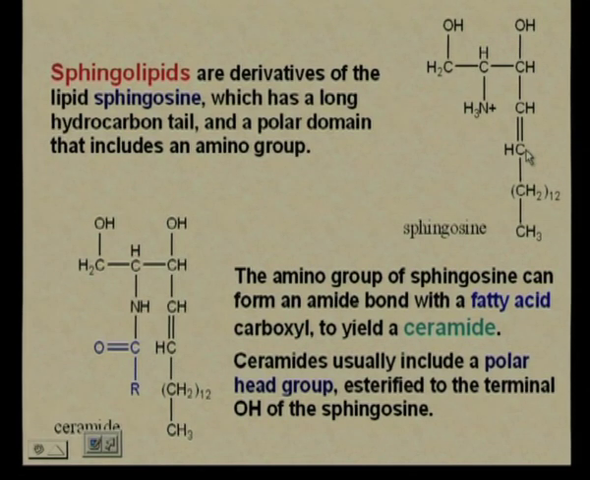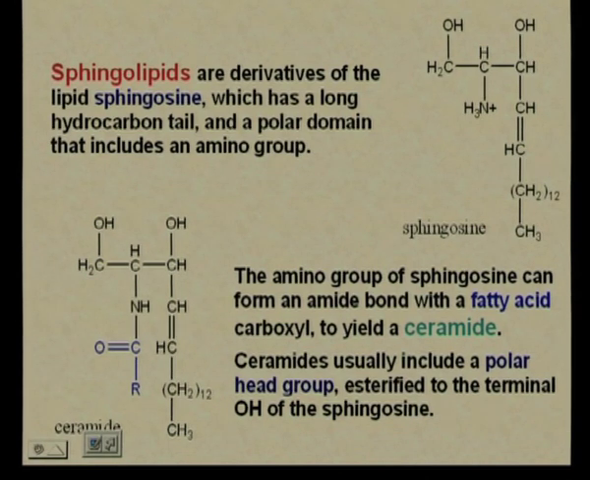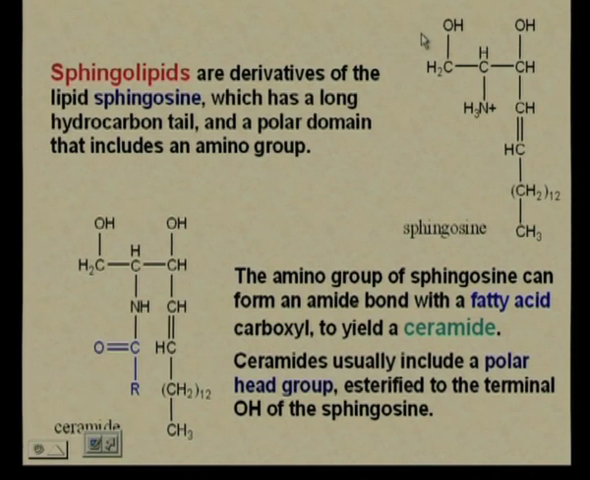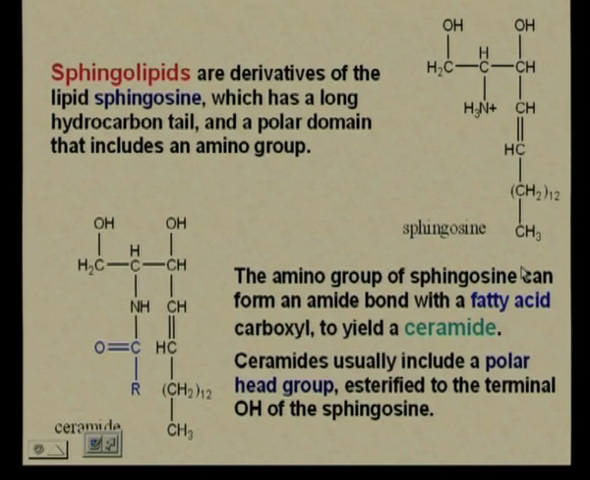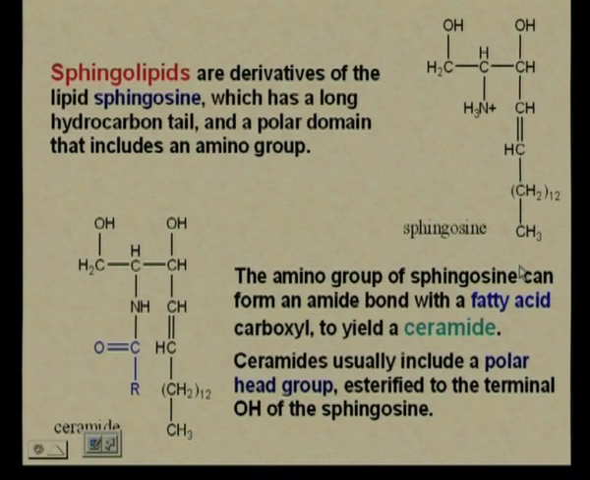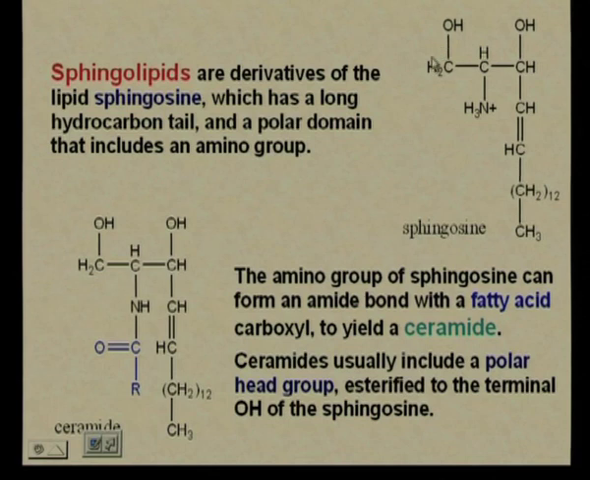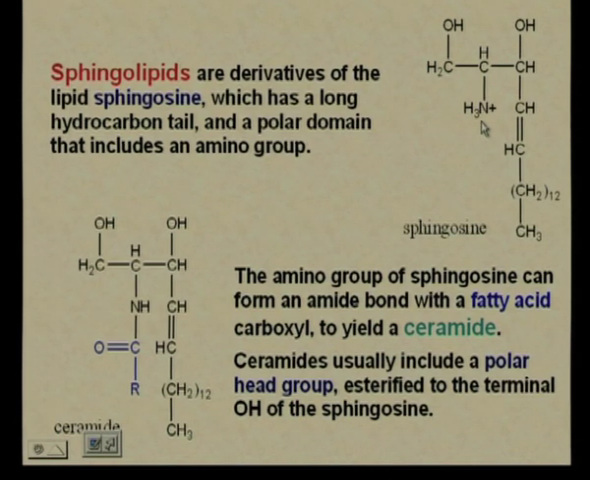So, this is the basic structure of sphingosine. Now, what groups do we have here? We have a long carbon chain. By default, sphingosine comes with a long hydrocarbon chain. It has a polar region here that constitutes an amino group, an NH3+. Now, what can happen with the NH3+ and a fatty acid?